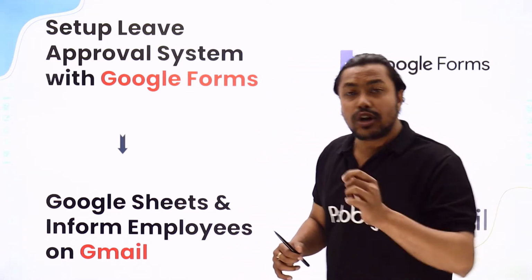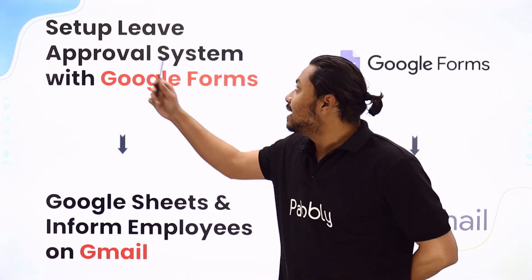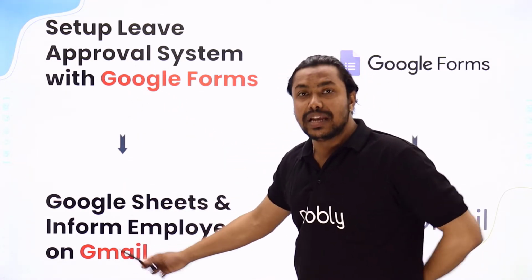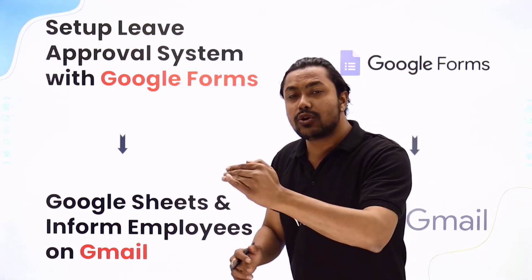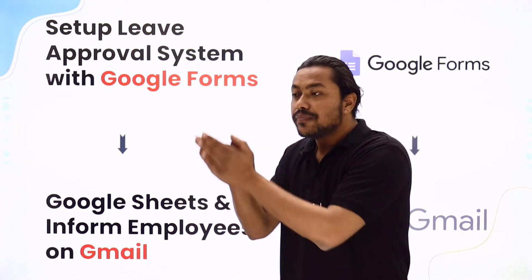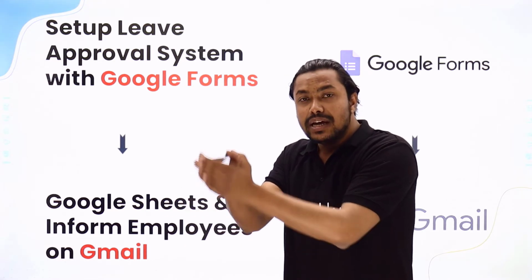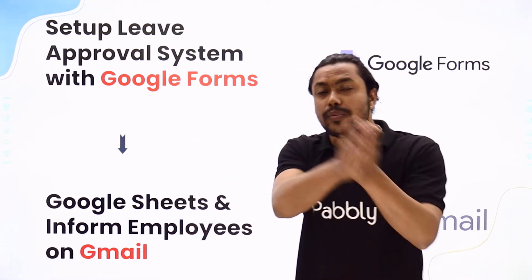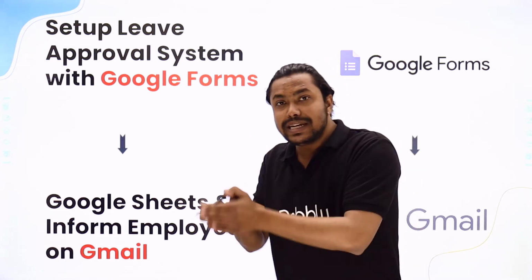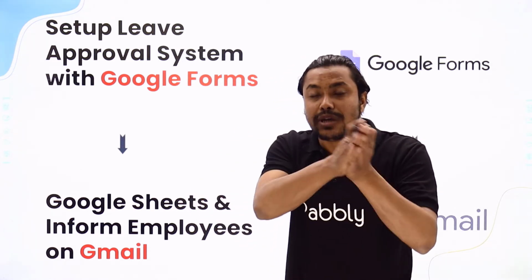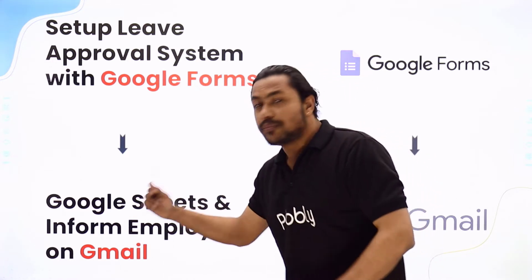Instead of that, what we are going to do, we will integrate our Google Forms with our Gmail, and in our Google Sheets, we are going to put a condition where if you approve the leave, a particular message will be sent automatically to the person, or if you disapprove the leave, a particular kind of message will be sent to the person automatically from your Gmail.